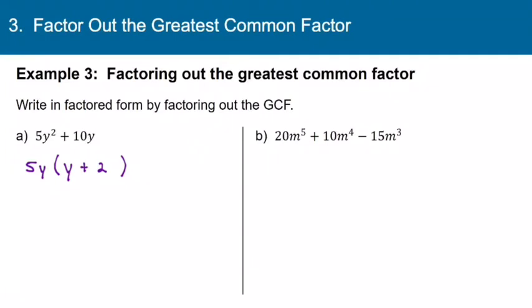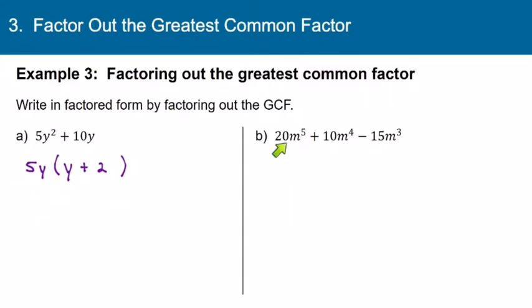So that looks good. And the second part of this checking process that you cannot forget to do is that you need to make sure that the terms inside the parentheses no longer have any other GCF besides 1. So here we have y and 2, and of course those do not have any common factors, and we can be sure that we did this one correctly. Now let's look at part B.